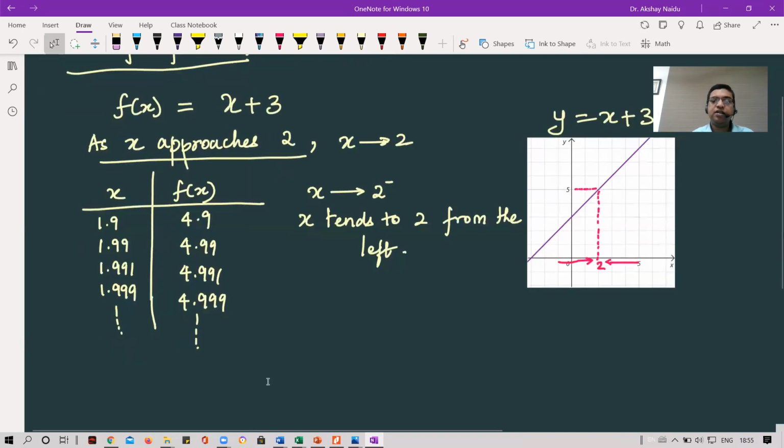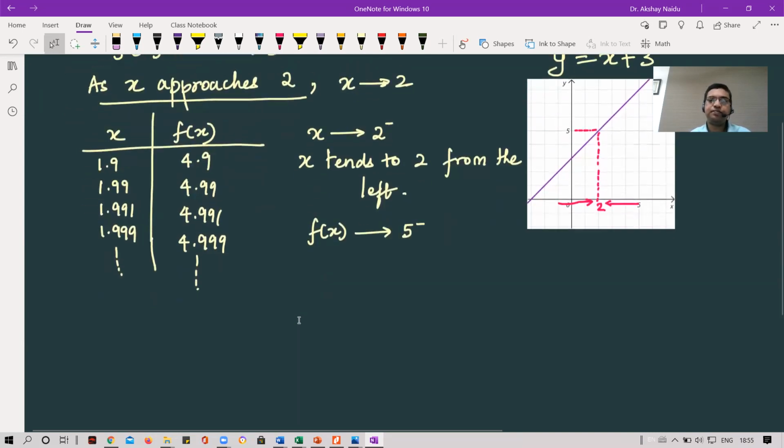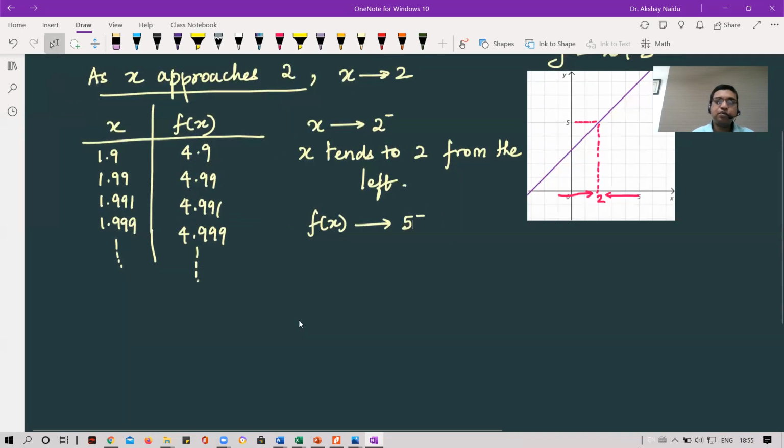So as x tends to 2 from the left, f of x is tending to 5. And in this case, it is tending from values lesser than 5, but it can be anything. Values lesser or greater, doesn't matter. Now look at this table.